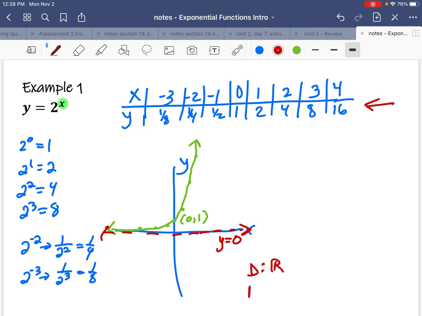But when you get your range, the answers that get produced, all your answers are above 0, so 0 to infinity. And you can say negative infinity to infinity here. Okay? All right, so that's just how you get the basic shape. It just produces this shape, this function that you have right here.